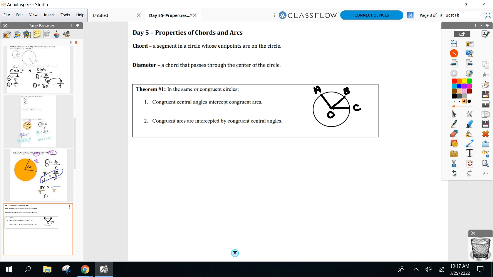I know it's been a while. It's been a long time. How do I show they're congruent? What can I mark on the diagram there, Cal? Arc marks. Yep, so put arc marks there for me.